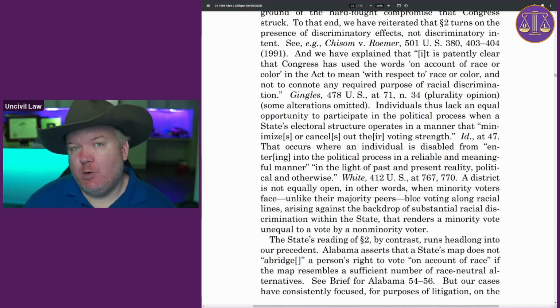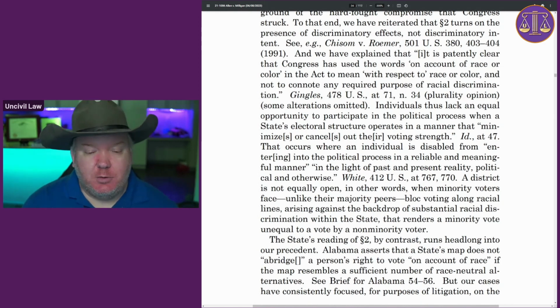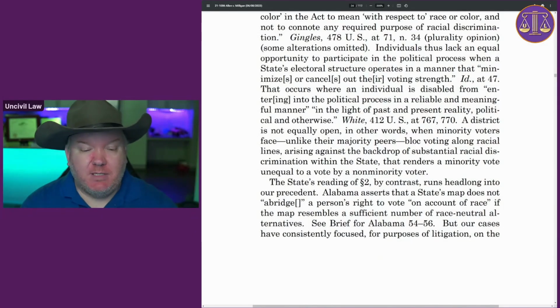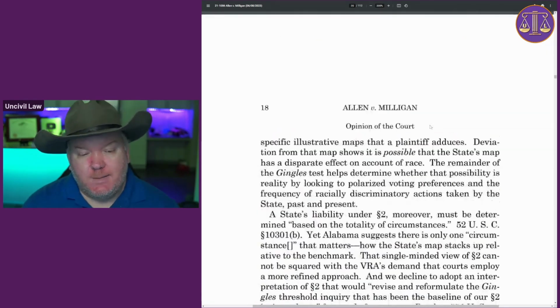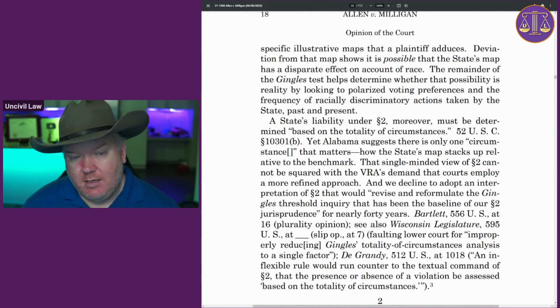Because Congress has made a different choice. The state's reading of Section 2 in contrast runs headlong into a precedent. Alabama asserts that a state's map does not abridge a person's right to vote on account of race if the map resembles a sufficient number of race-neutral alternatives. But our cases have consistently focused on purpose of litigation, on the specific maps that the plaintiff offers as competing maps. Deviation from that map shows it's possible the state map has a disparate effect. The remainder of the test help determine whether the possibility is reality.